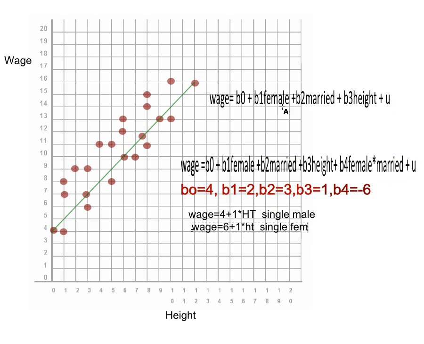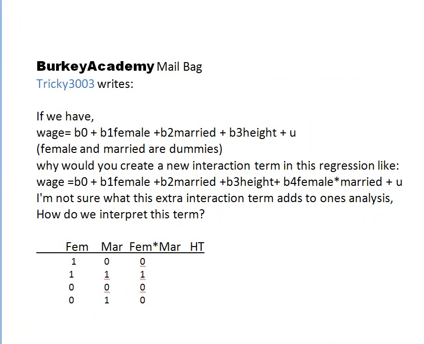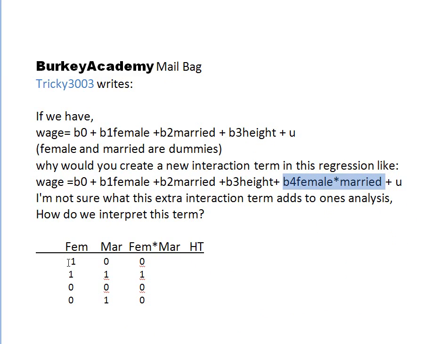Let's graph this line so we can see what it's going to look like. So instead of the y-intercept being 4 like it is for males, the y-intercept is going to be 6 for females. So this blue line is the single female relationship between height and wage. Now, what's another case that we had when we were looking at making our data set? Let's see. Well, we had single males. We just did single females.